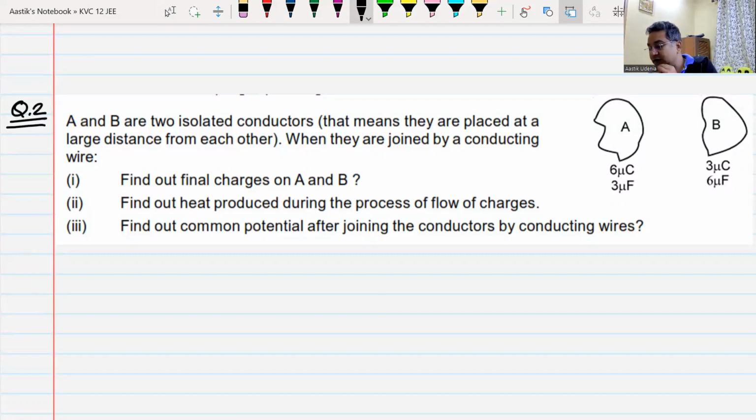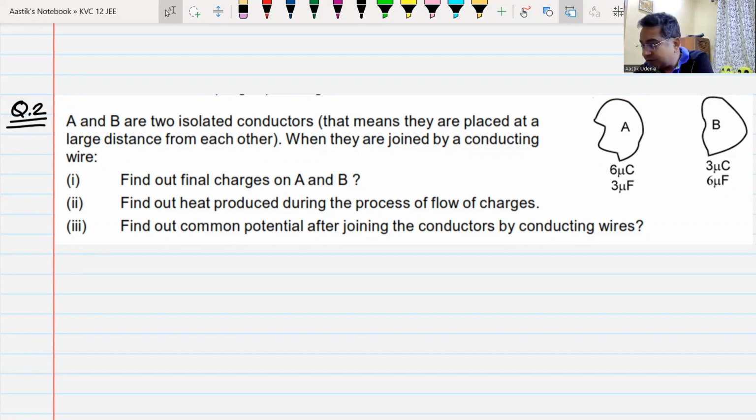A and B are two isolated conductors. That means they are placed at a very large distance from each other. When they are joined by a conducting wire, find out all these things that you have to find out. You have exactly 2 minutes to give the answer for this one. Best of luck. Final charges on A and B. Any answers?